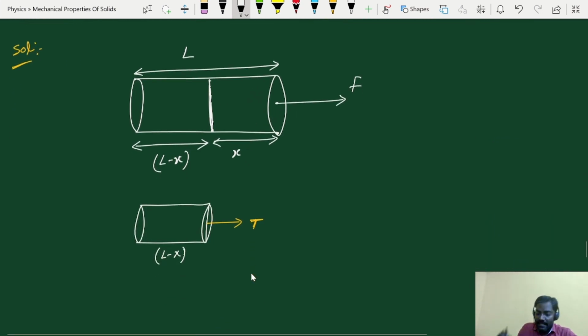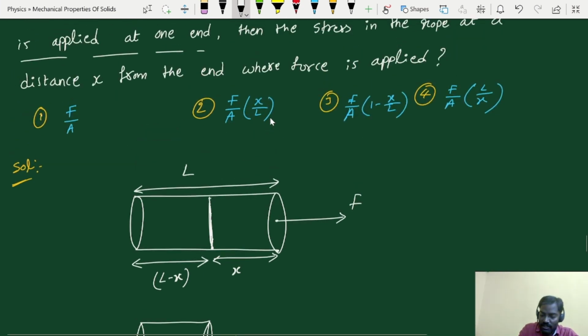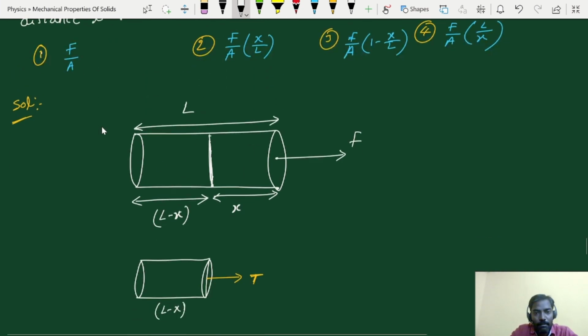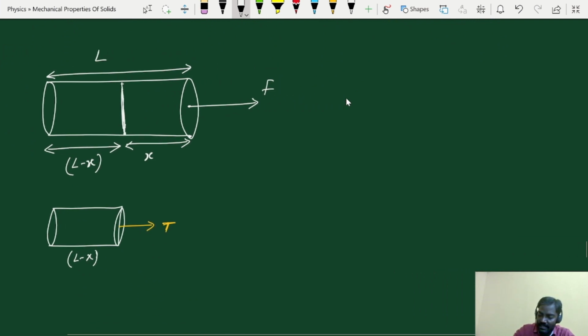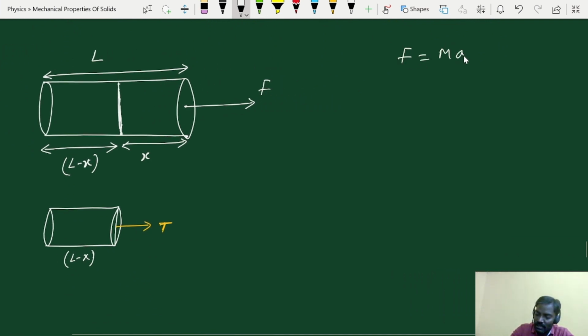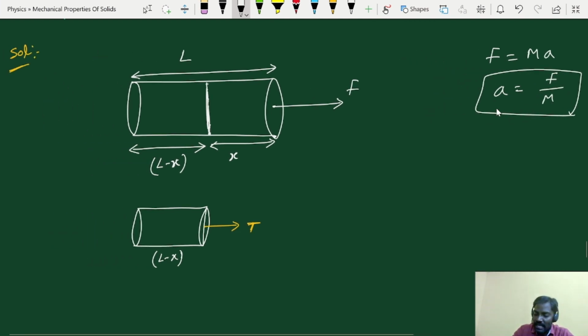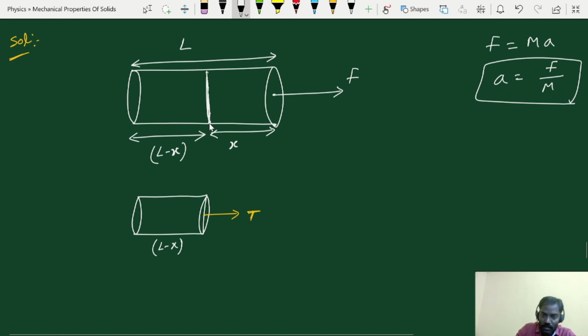See students, in case they give one more force on this side, having equal magnitude, simply we can say this rope or rod is in equilibrium, so the stress at any point is F by A. But here force is acting only on one side, so F is equal to MA, acceleration A is equal to F by M. So to calculate stress at this particular point, you have to calculate tension at this point. Then tension by area is itself the required stress.